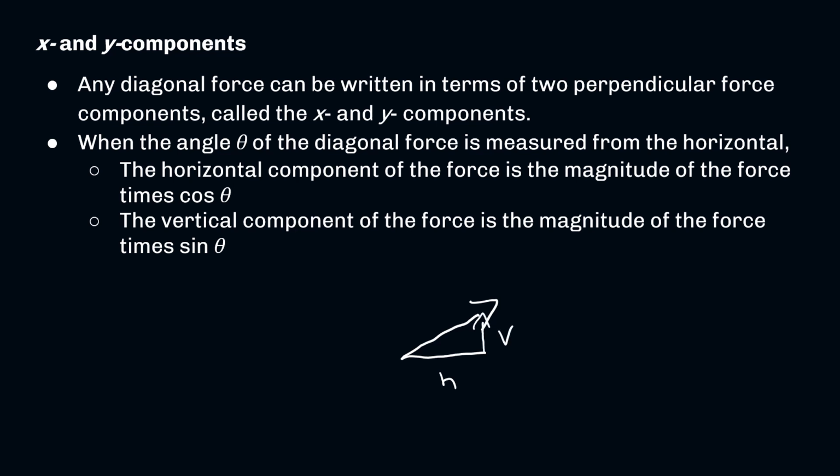Essentially, it's just like a triangle. Our angle is always going to be with the horizontal, and we're going to be given, or trying to find, the hypotenuse of that triangle. So the magnitude of the force is the original arrow that I drew. Then the horizontal component is going to be that force times cosine of the angle, because that's adjacent to my angle. And the vertical component is the force multiplied by sine of the angle, because that's opposite of my angle.